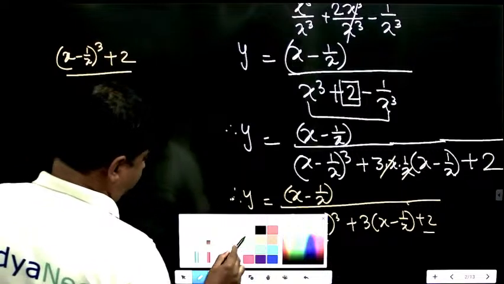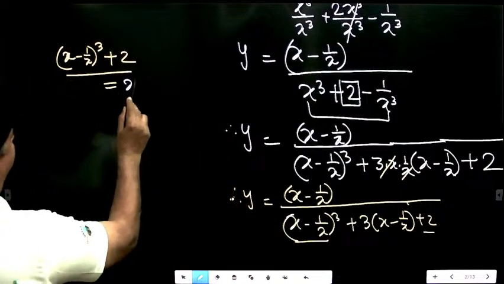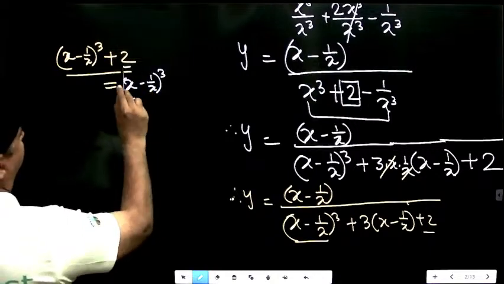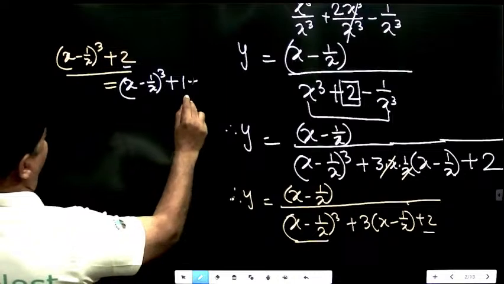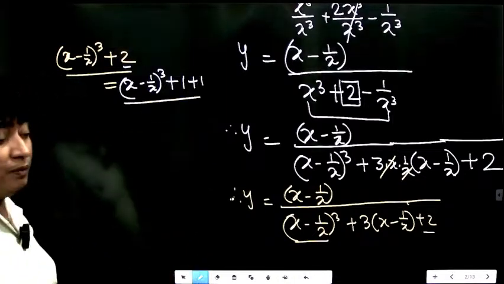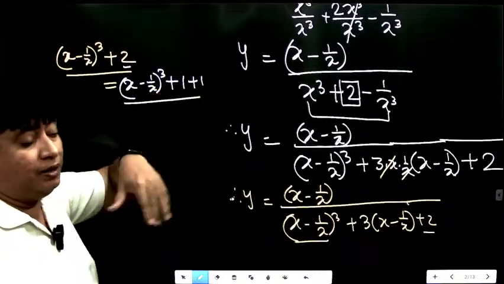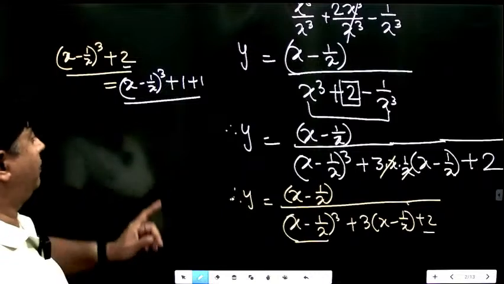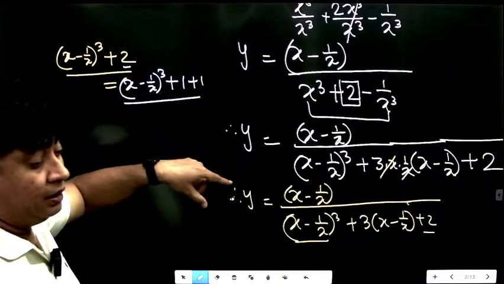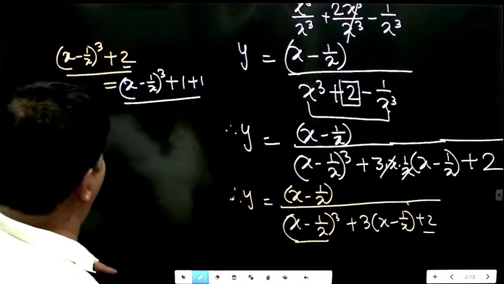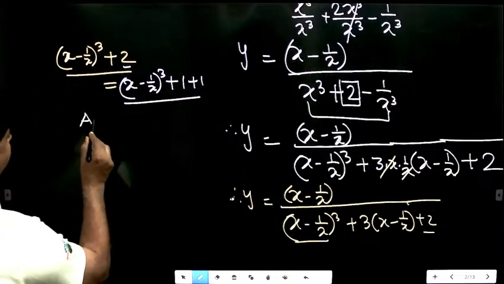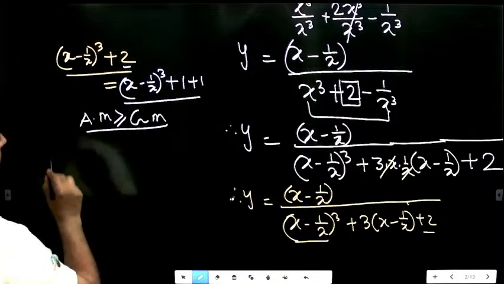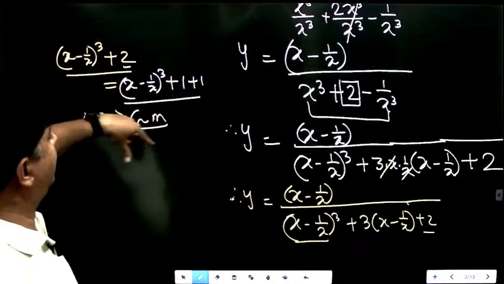I can split up in this manner. That 2 can be split as 1 plus 1. You can ask me, what is the use of this? 2 is split as 1 plus 1. It is a toddler's approach. No, this will remind me of the concept of AM greater than or equal to GM, arithmetic mean greater than or equal to geometric mean. That result will be applied here.